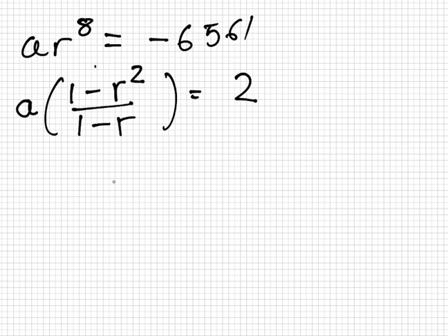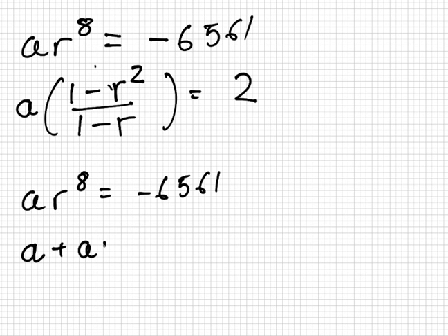Now, this system is quite difficult to solve, so watch carefully. What we should do, we should keep the first one the same: a r^8 equals minus 6561. Here, we should do long division to simplify it, and then multiply your answer by a, you'll be left with a plus a r. Now that should not be a surprise, because what does S2 represent? The sum of the first 2 terms, which is exactly a plus a r.